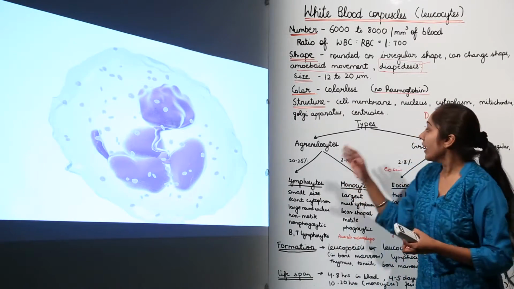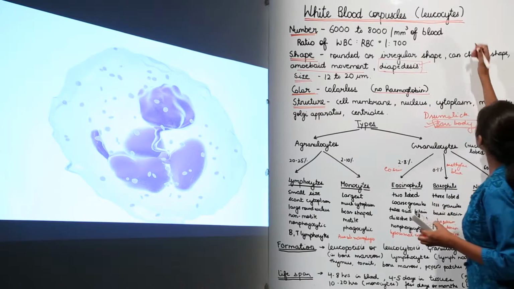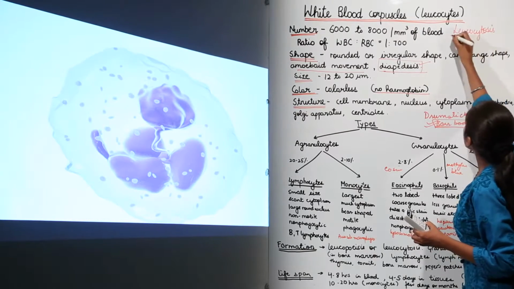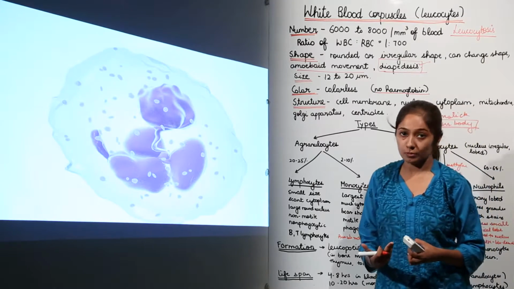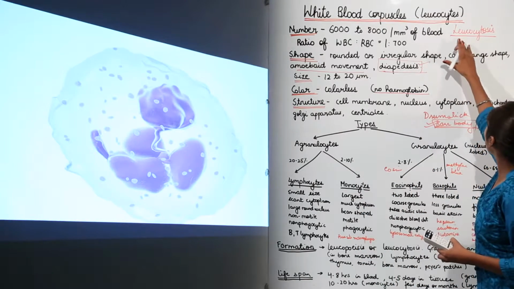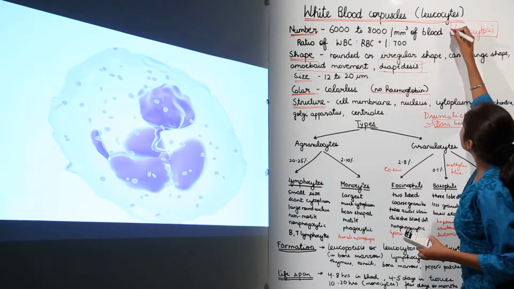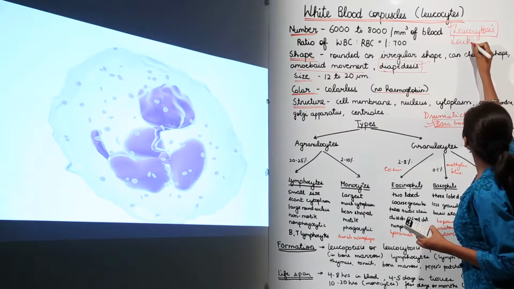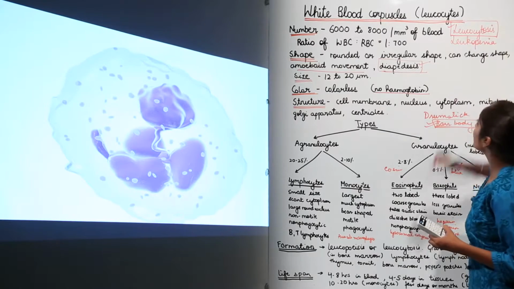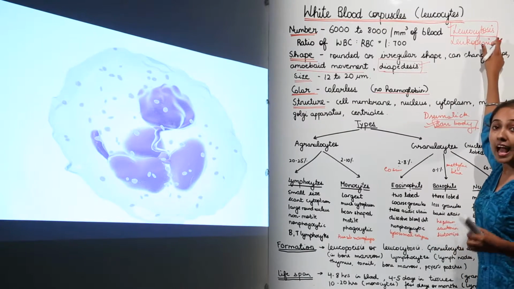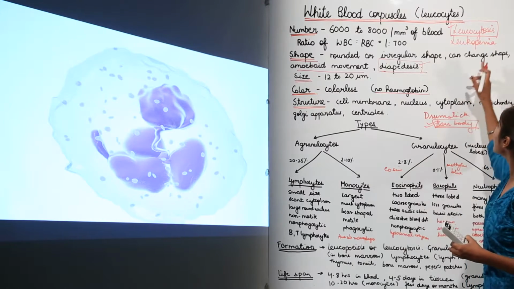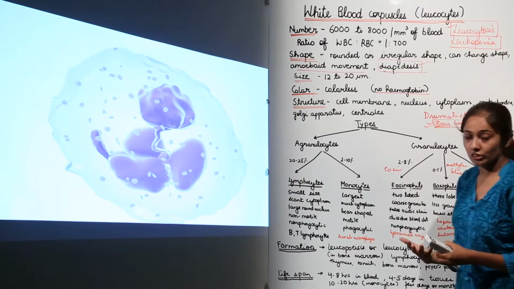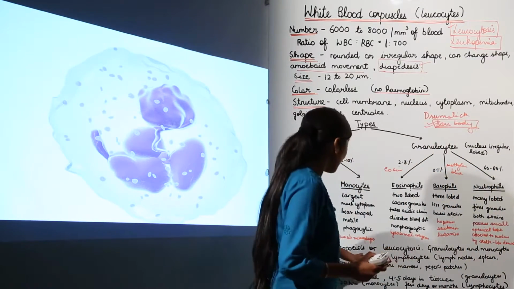So now here I want to introduce to you a term, that is leukocytosis. When there is an abnormal increase in the number of white blood corpuscles, we call the condition leukocytosis, right? And then if there is an abnormal decrease in the number of leukocytes, we call that condition leukopenia. So an abnormal increase in the number of WBCs is termed leukocytosis, and an abnormal decrease in the number of leukocytes is known as leukopenia.